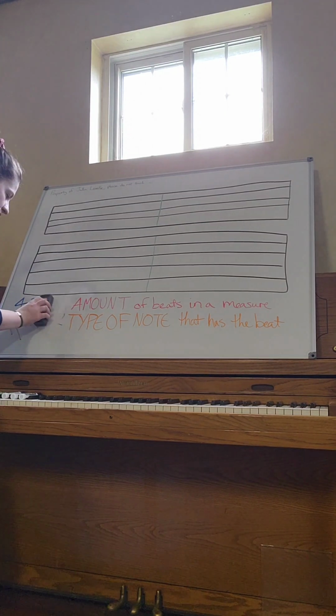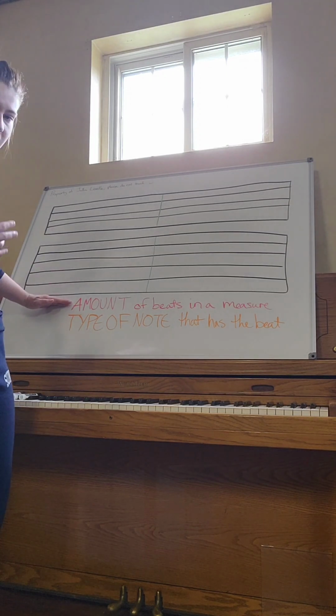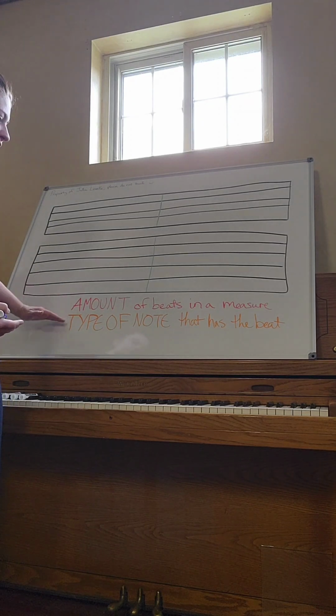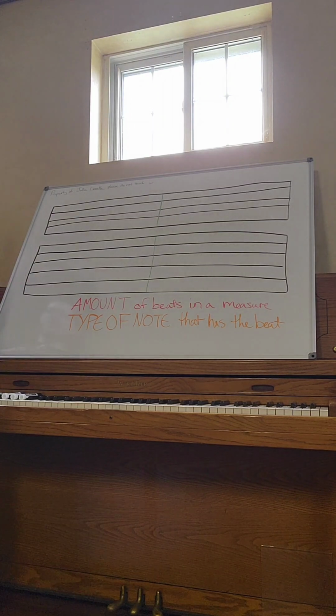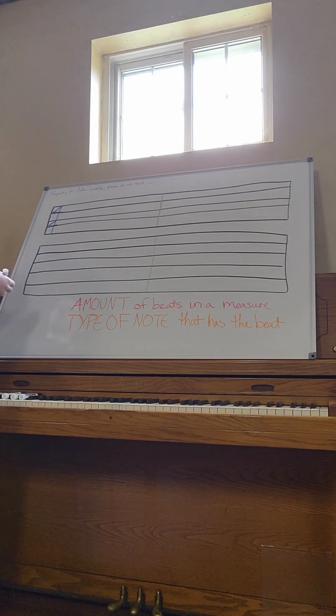Whatever number is on top of the time signature denotes the amount of beats in a measure. The bottom number denotes the type of note that has the beat. So let's look at our examples. 4/4 time, I'm going to write it right over here. 4/4 time contains 4 beats, and the quarter note has the beat. Well, what does that look like?